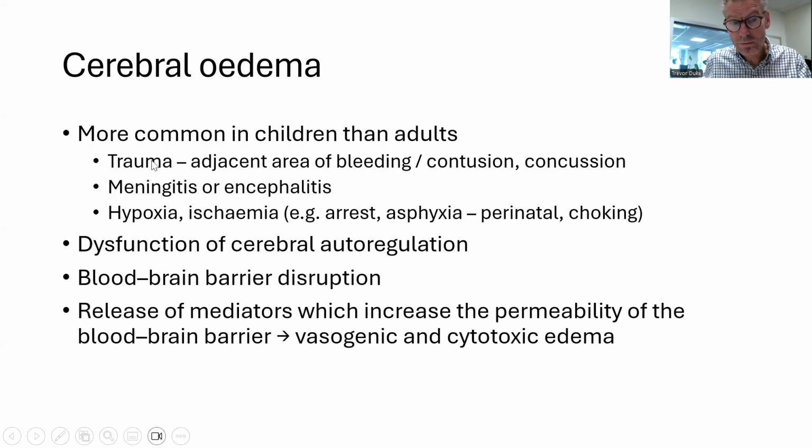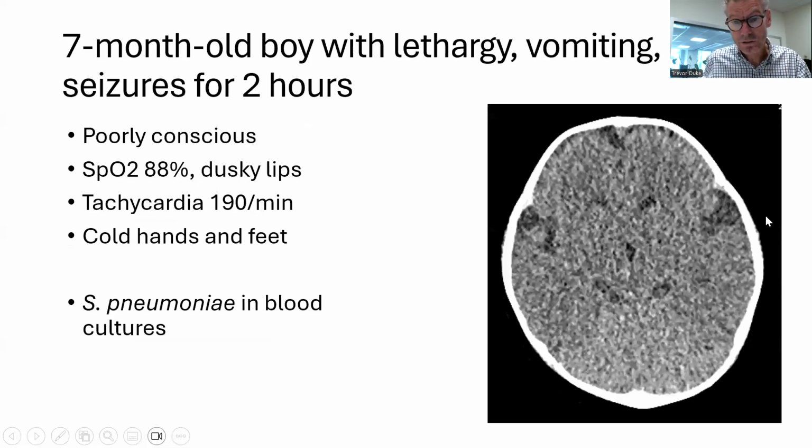And you can have it with trauma or meningitis or encephalitis or hypoxia or ischemia. They're the most common things. So if a child's had an arrest, if they've had an asphyxial event, whether it's perinatal asphyxia, like with birth asphyxia, or later on they've had choking or drowning, then they may have cerebral edema.